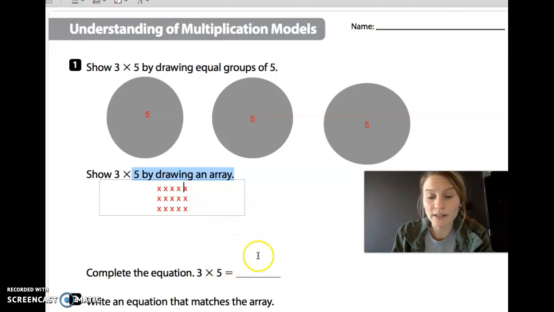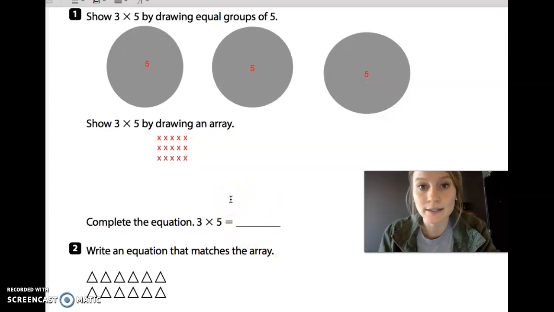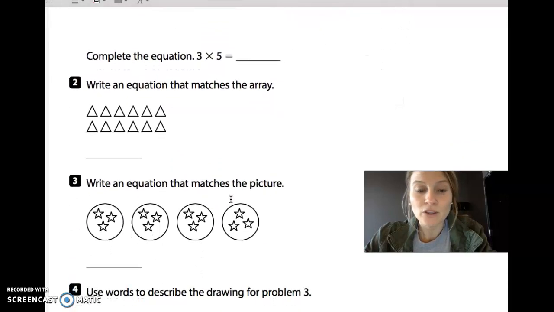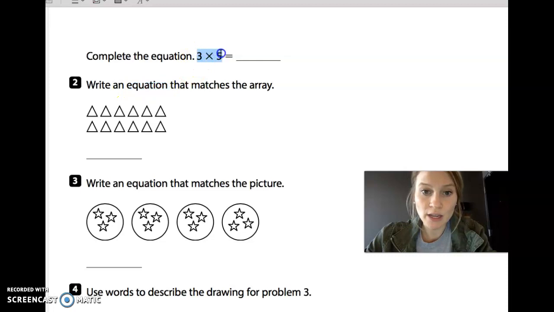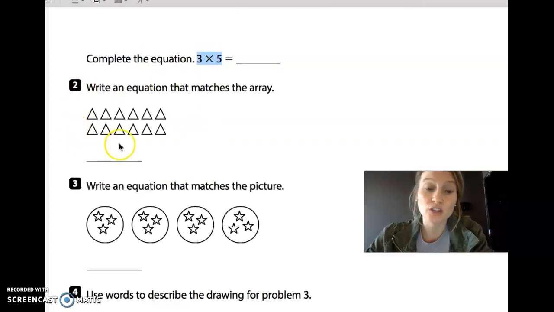So now complete the equation. So that's where you tell me what the product is. Remember, that's what you call an answer to a multiplication problem. Now it's where it gets kind of fun here. You have to come up with an equation, which this is an equation right here. That is an equation, but it's for this picture. That's a 3 by 5. What is an equation for this picture? What can we write here?